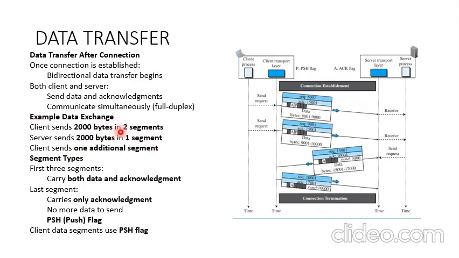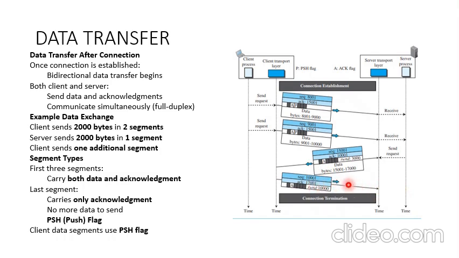And client sends 2000 bytes of data. A client is sending in two segments. One is 8001 to 9000 and the other one is 9001 to 10,000. And client sends one additional segment. And the first three segments carry both data as well as acknowledgement. And the last segment carries only acknowledgement. There is no data in this segment.